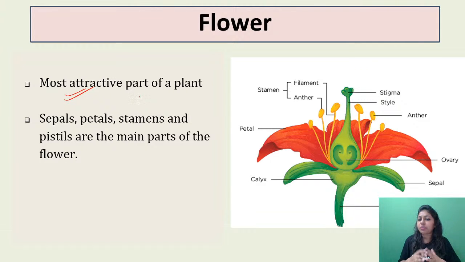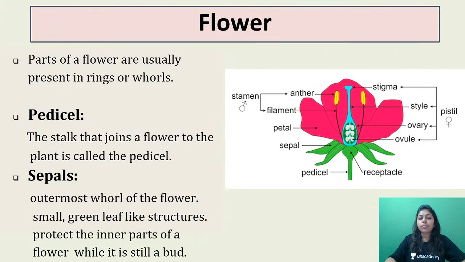Now, the most attractive part of the plant. Why is it attractive? Because it is bright, it is colorful. There are many parts in the flower, like sepals, petals, stamens, pistils. These are the main parts. Can you look at it? How beautifully they are there. So now we are going to talk about the parts of the flower. Let's read. The parts of a flower are present in rings, which we also call whorls. The first one is the pedicel. This is actually the stalk that joins the flower to the plant.